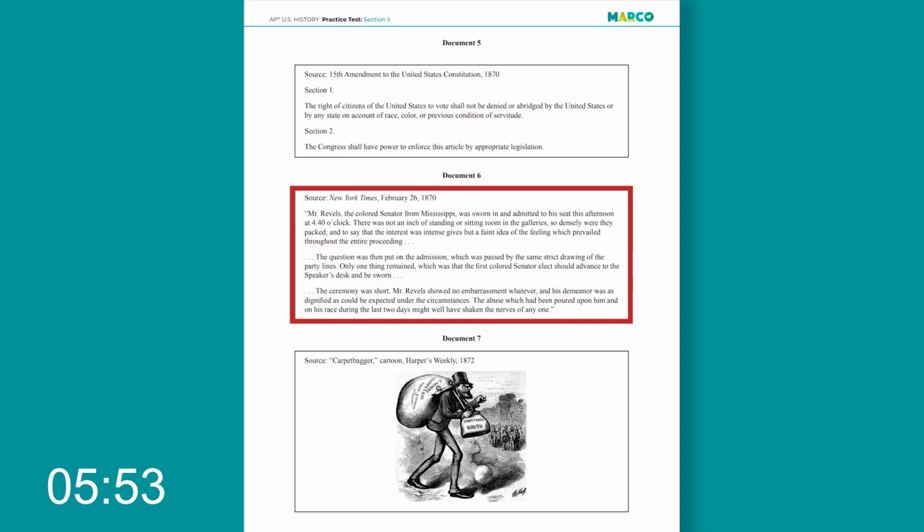So Mr. Revels is from Mississippi. He's an African-American senator. "Mr. Revels showed no embarrassment whatever, and his demeanor was as dignified as could be expected under the circumstances. The abuse which had been poured upon him and on his race during the last 2 days might well have shaken the nerves of anyone."